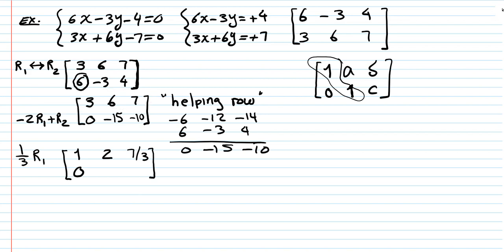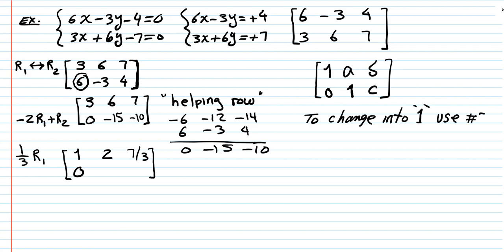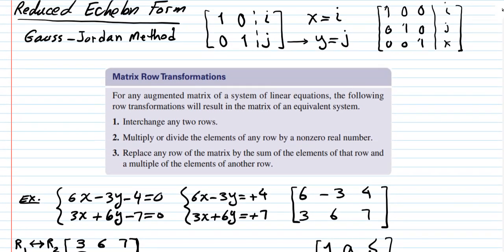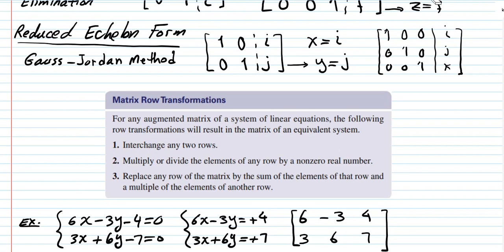Now, I have the 1 here. I need to get a 1 in the second row in that key spot. Right now, there is a negative 15. True? So how am I going to get that to become a 1? If you need to create ones, not zeros, chances are you use rule number 2. So to change into 1, likely you have to use number 2 of the elementary row operations, this one. You have to multiply or divide by something.